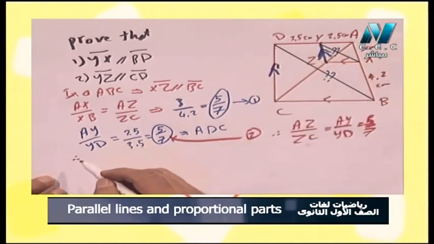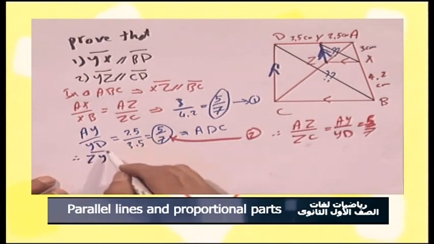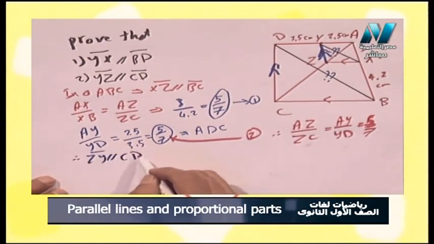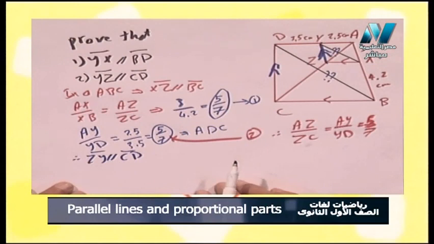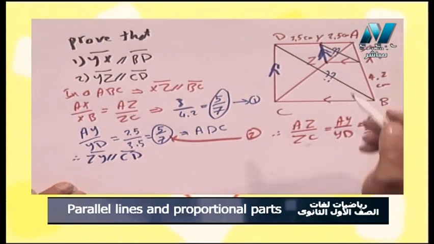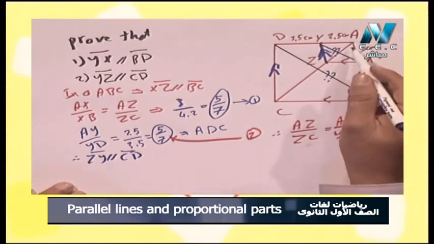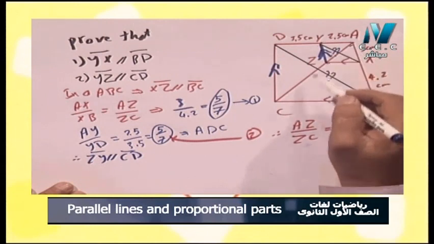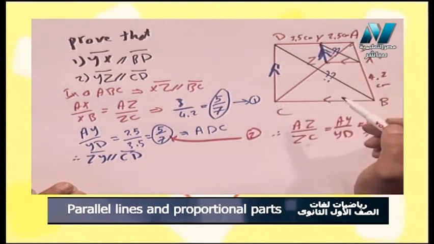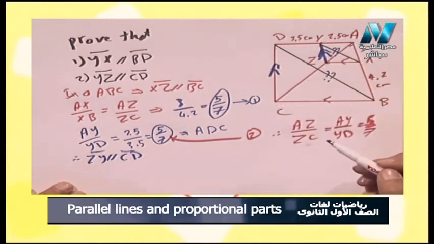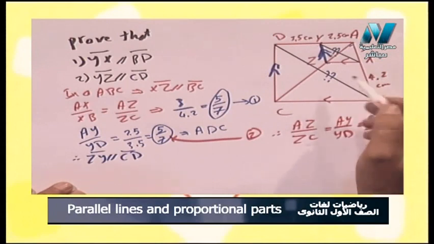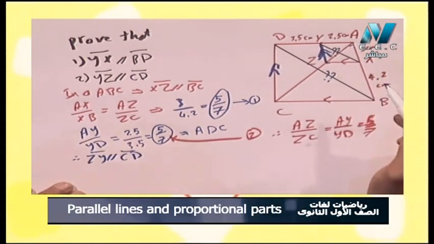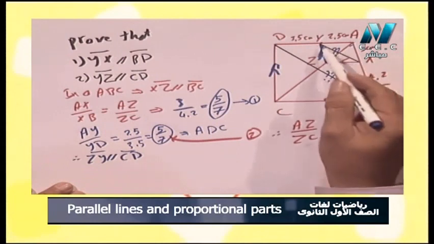Therefore, ZY parallel to CD. Okay. And don't forget that we have a ratio here, AZ over ZC equals 5 over 7. So try now to reduce that.